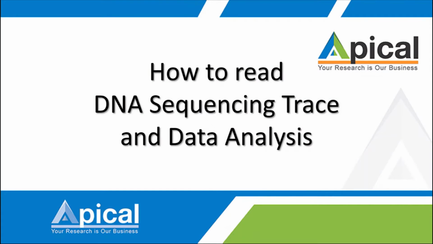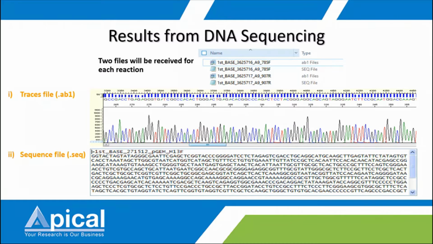Next, after you send for sequencing, you'll get your result. So how to read the sequencing results? When you receive our sequencing result in a zip file, you need to extract all the files, and you will find two types of file for each reaction. For each reaction there will be an AB1 file, which needs to be opened with specific software.